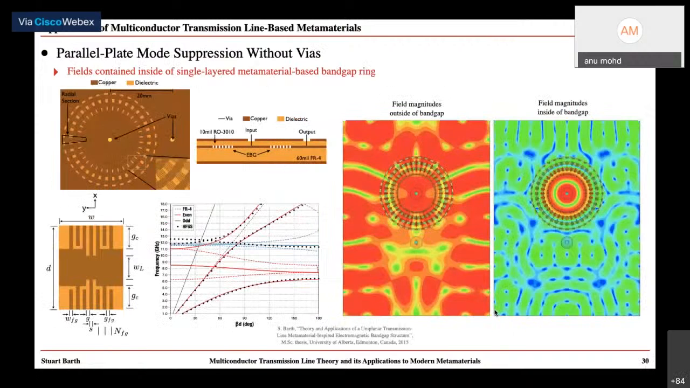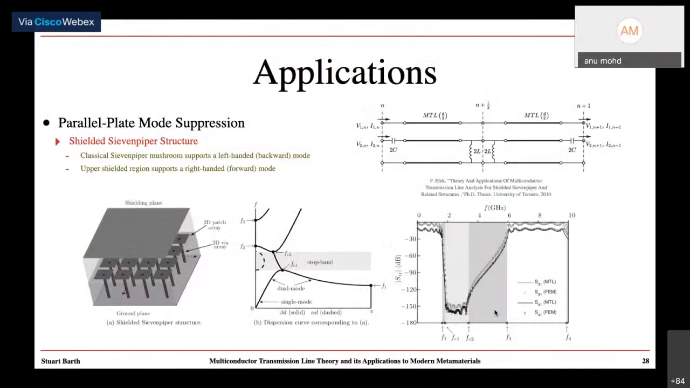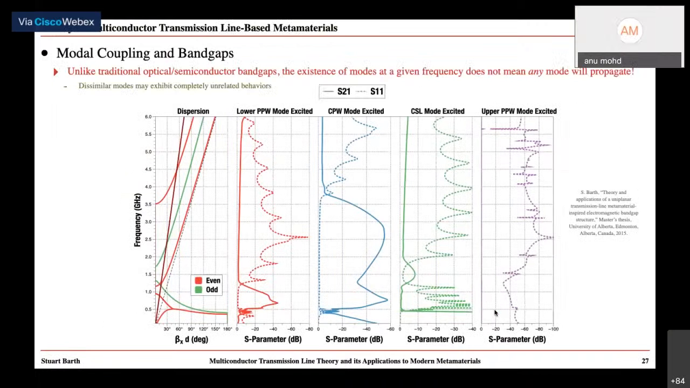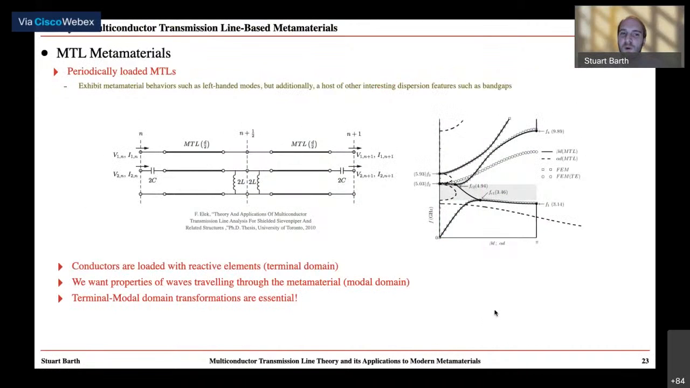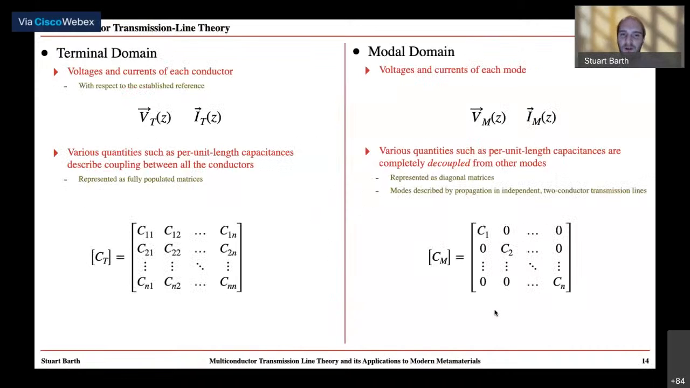For sure. So once again, the terminal domain describes the voltages and currents. So when we're looking at properties of the terminal domain, we're talking about properties of coupled systems. So we know that these voltages and currents will produce fields, electric and magnetic fields around the conductors, which will cause mutual coupling between those various conductors. This is where we get things like the mutual capacitance between the conductors in these large matrices.